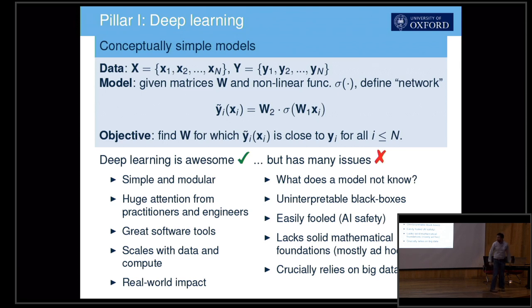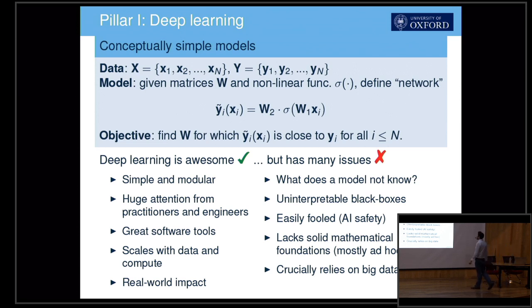Deep learning is very useful. It is these very simple modular tools. We can build very big, complicated models. The field got huge attention from practitioners and engineers, which in turn built very good software tools that scale well with data and compute. And the field has had real-world impact. So whenever you hear someone in the news talking about Facebook using AI for that, Google using AI for that, they mostly mean that Facebook and Google and whoever else is using these sort of tools to do machine learning in applications.